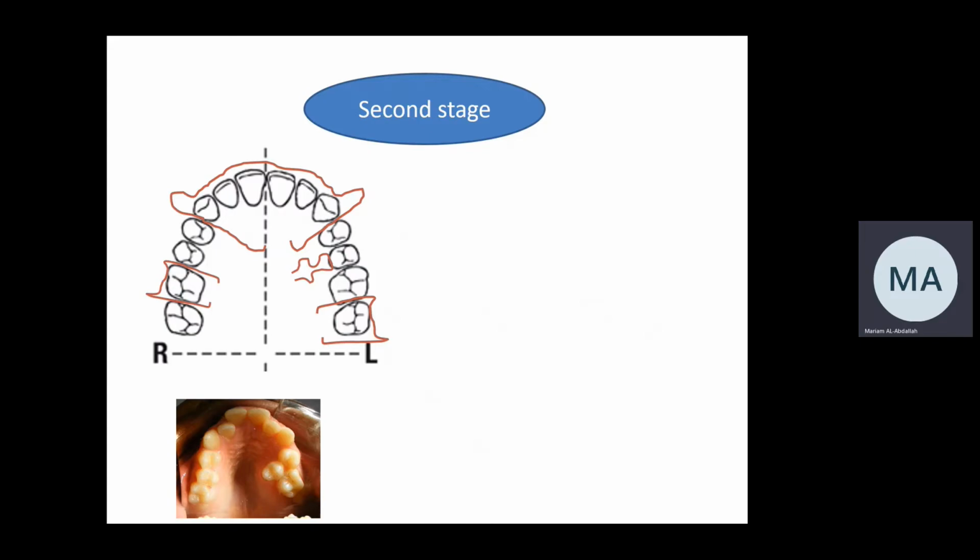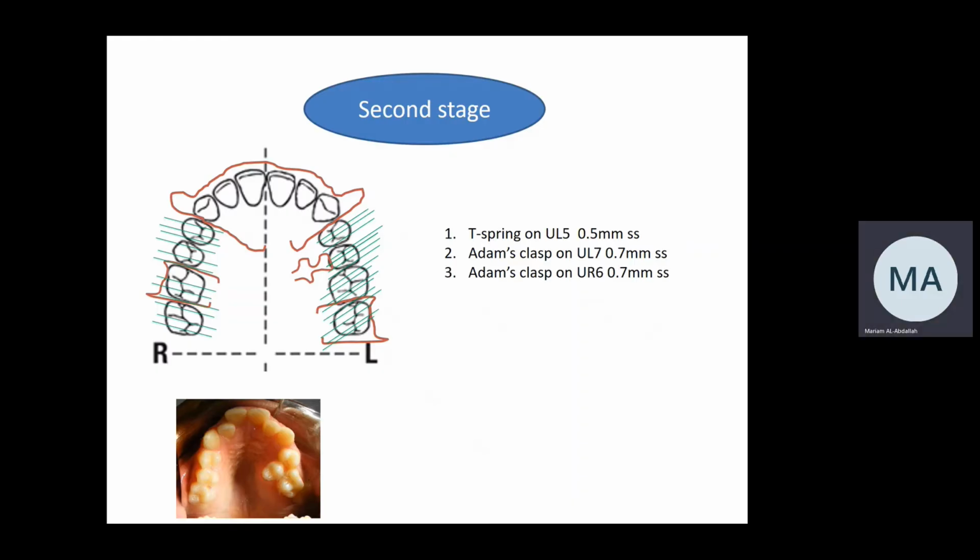Of course, alternatively, now don't use a labial bow and use Adams on the 4. This is an alternative design. And of course, the posterior bite plane is a must to disocclude the teeth and allow tooth movement.